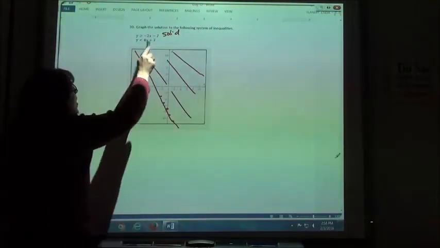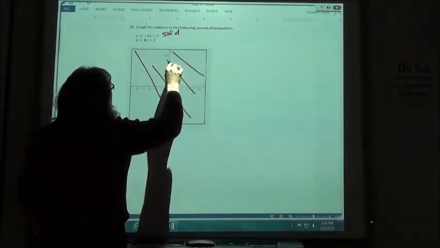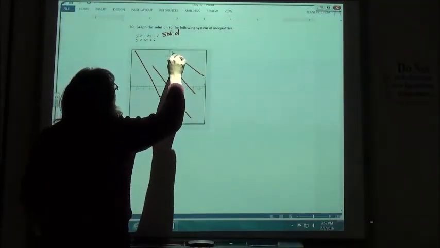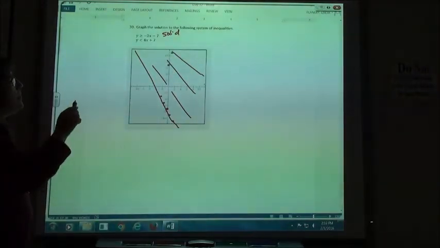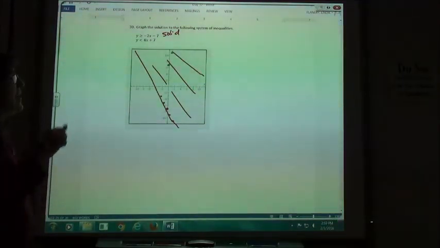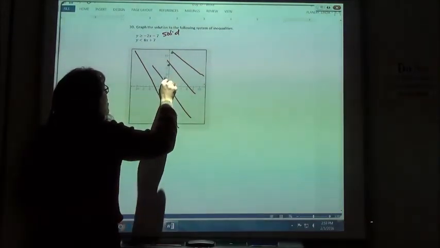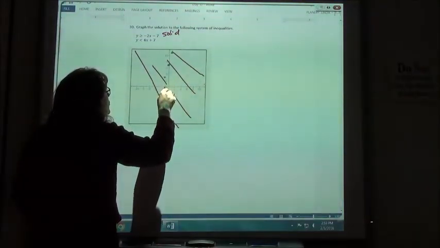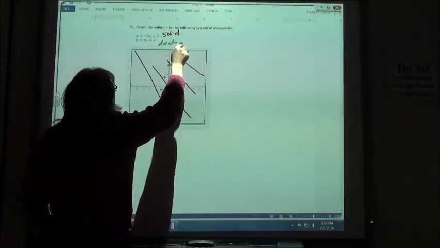On this one, my y-intercept is at +7. My slope is 4. 1, 2, 3, 4 over 1. Again, if I want to put more dots and I can't go up and to the right, the opposite of that would be going down and to the left. -4 over -1. So 1, 2, 3, 4 down and back 1. This one's going to have a dashed line.